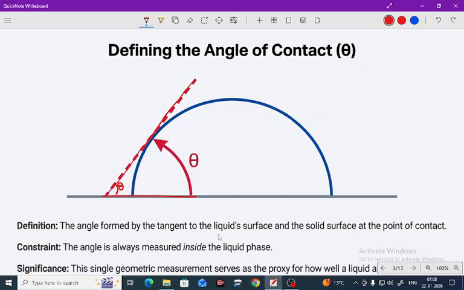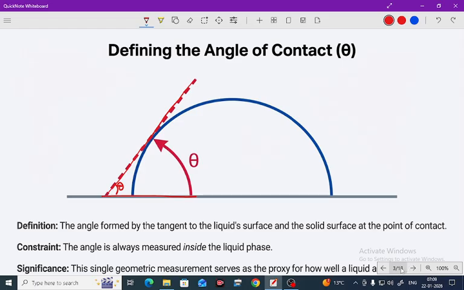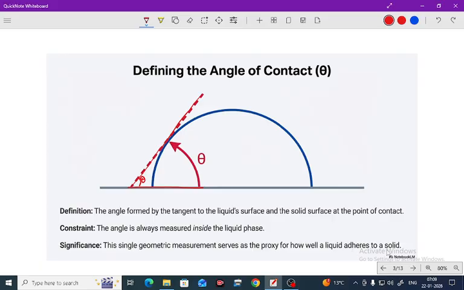This is known as the angle of contact: the angle formed by the tangent to the liquid surface and the solid surface at the point of contact. The angle is always measured inside the liquid phase. Significance: this single geometric measurement serves as the proxy for how well a liquid adheres to a solid. This is the angle of contact.